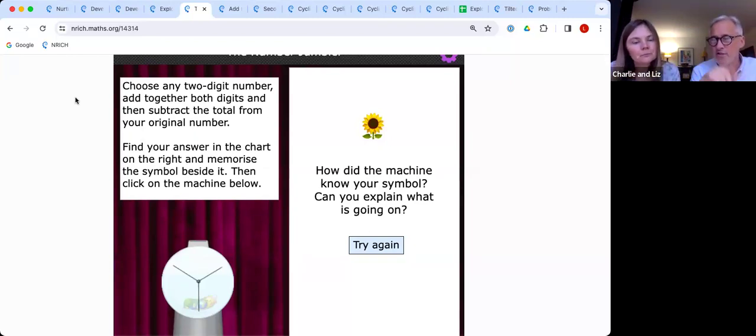So when you started with a number, you added the digits, and did a subtraction, can you write in the chat what you got when you did the subtraction? So what was the number that was next to the sunflower icon? 18, 45, 63, 36, 9, 45, 18, 81. I'm not sure it's possible to get 31.